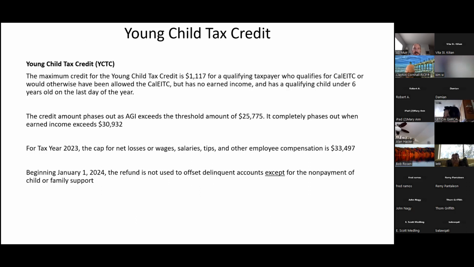All right, the young child tax credit, this came out a few years ago, and it's something that's approximately $1,000 and change. And so if you're qualifying for EITC and your kid's under 6, you can get it. Or if you have no earned income, as it says here, and you've got a qualifying child under 6, you can get it. And of course, there are limitations.